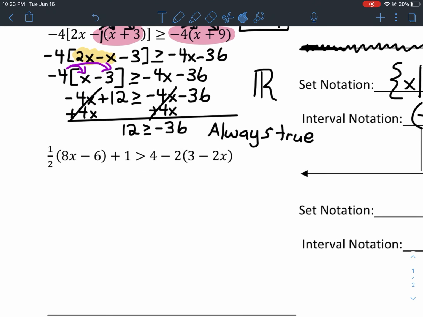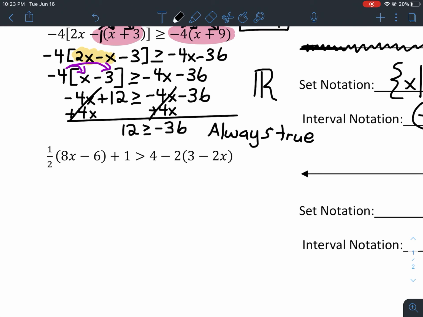And then our last problem right here is number 4. So now we have parentheses, we don't have brackets, so it's going to be less steps to solve it. We just have to distribute. 1/2 times 8x is 4x. 1/2 times negative 6 is negative 3. And on the right side, negative 2 times 3 is negative 6. And negative 2 times negative 2x is positive 4x.